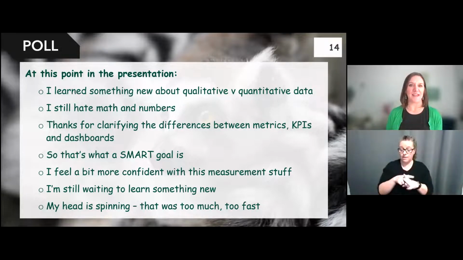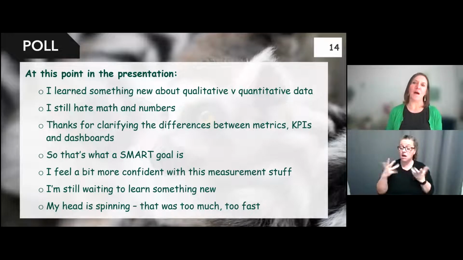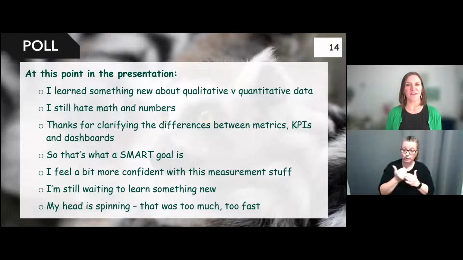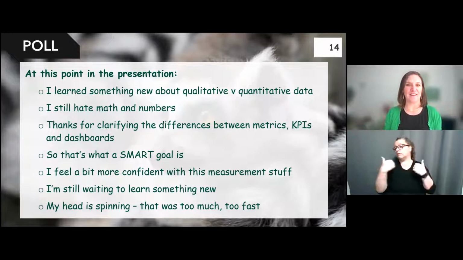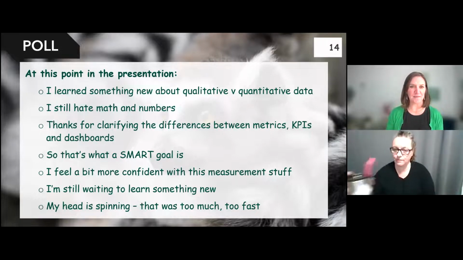At this point in the presentation, I learned something new about qualitative versus quantitative data. I still hate math and numbers. Thanks for clarifying the difference between metrics, KPIs, and dashboards. So that's what a SMART goal is. I'm feeling a bit more confident with this measurement stuff. I'm still waiting to learn something new. Or my head is spinning, that was way too much, way too fast. So again, we'll give it another minute and see when the responses slow down, we will share the results.